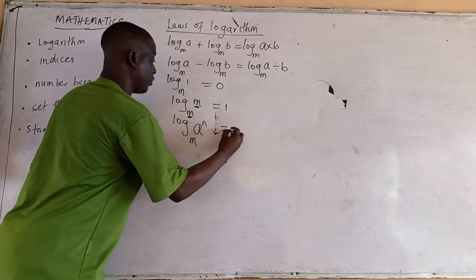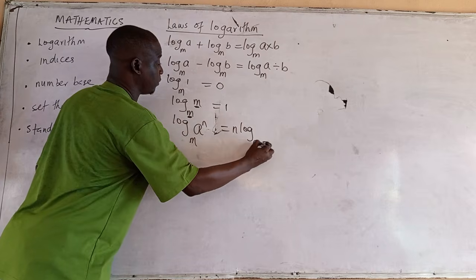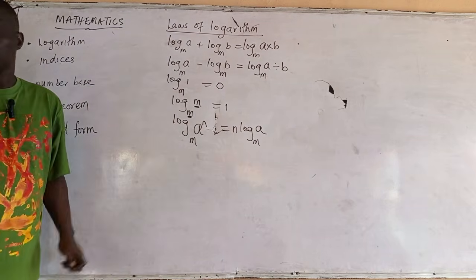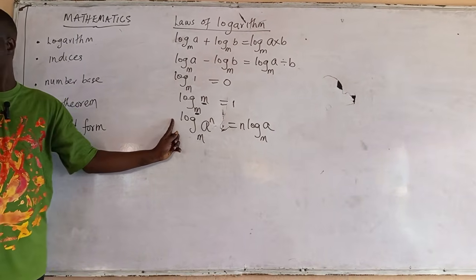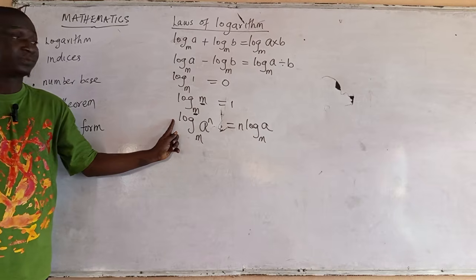So what do we have? We would have n log to base n to the power of a. So what do you notice? The power will move to the back, to multiply the logarithm.